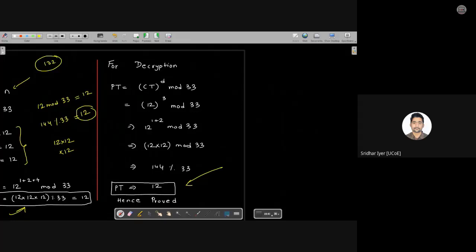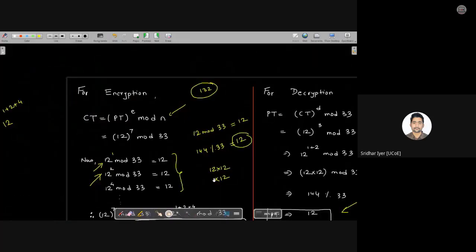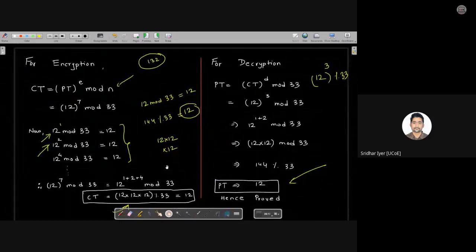Your ciphertext came out to be 12. So it is nothing but 12 raised to D. And we now know the value of D. So it is 12 raised to 3 mod 33. After doing all those operations, you will get the answer as 12. If you remember, our plain text was 12 only, right? So you got back the same plain text. It simply means that your entire encryption and decryption process was correct without any flaw.